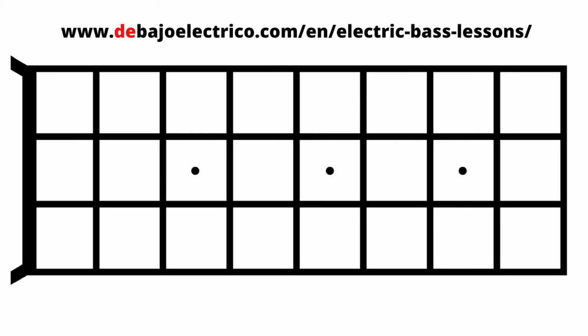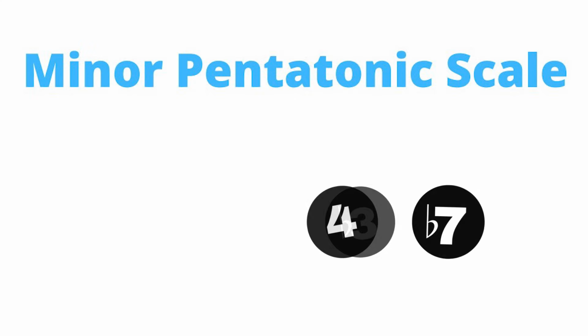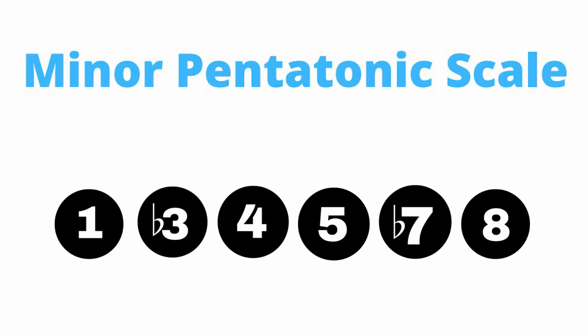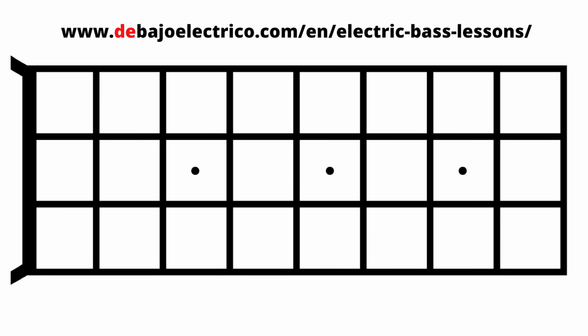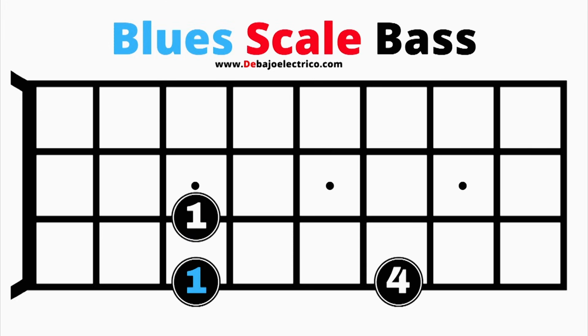Now, we're going to study the minor pentatonic. The minor pentatonic is a scale that we're always going to be able to use over a minor chord. This scale is frequently used in rock music, and also combined with the blues scale, a scale that we will talk about later on.